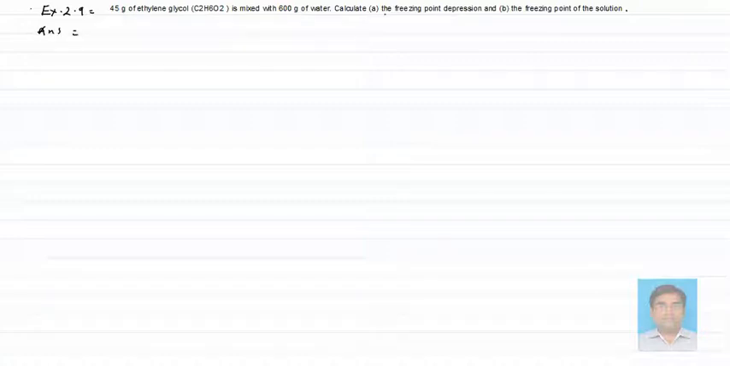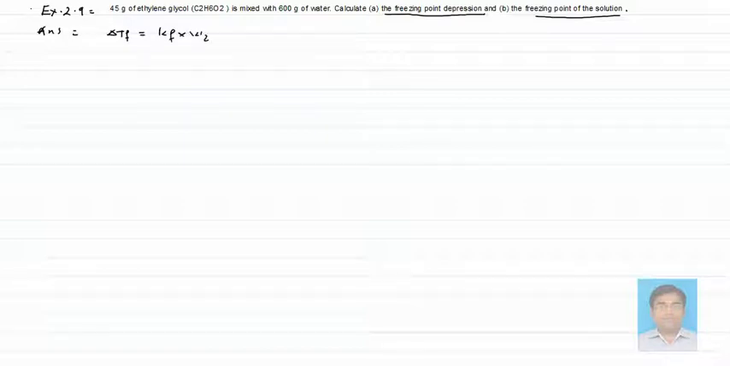Example number 2.9. 45 gram of ethylene glycol, formula is C2H6O2, is mixed with 600 gram of water. Calculate first the freezing point depression and second the freezing point of solution. Now for this, what we have to do? Here they have asked to find out the freezing point depression and the freezing point of the solution.